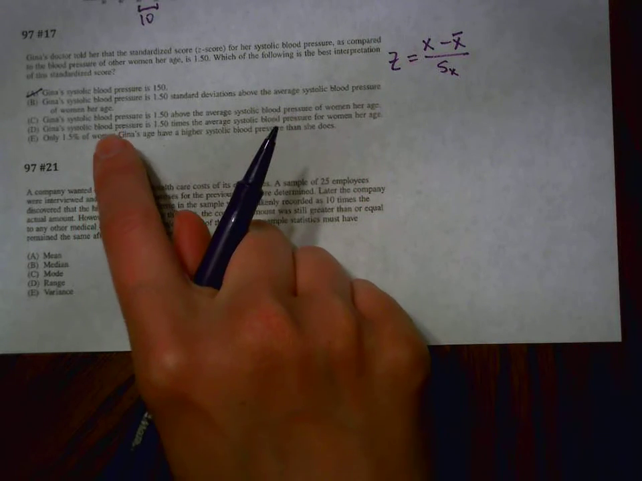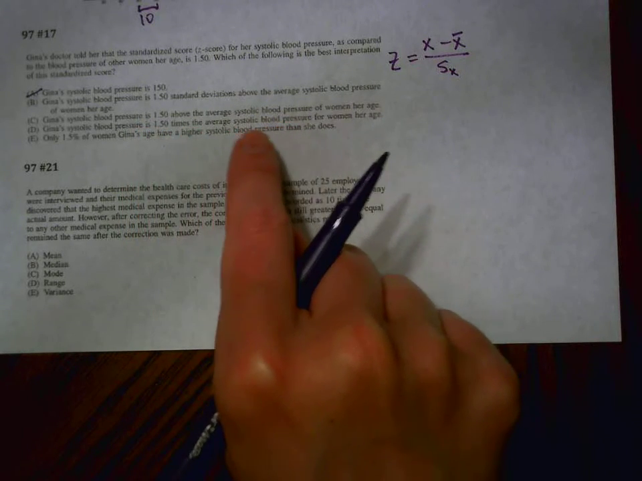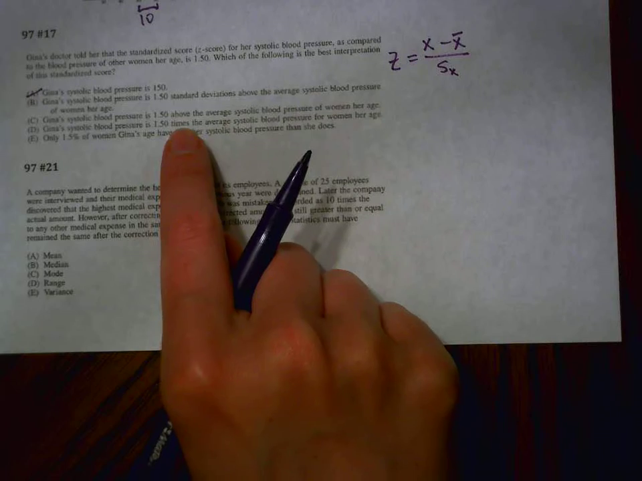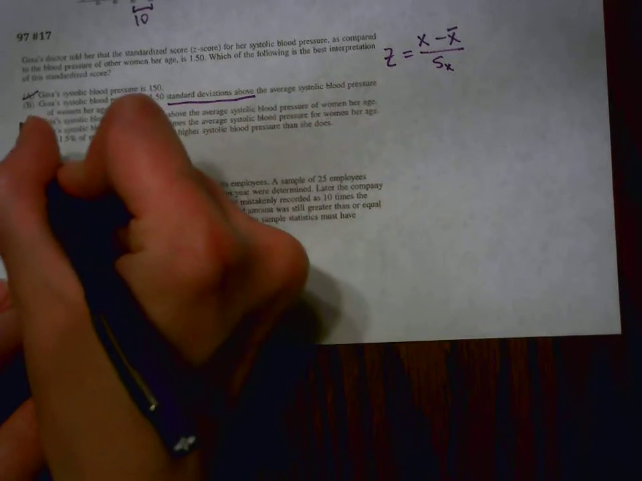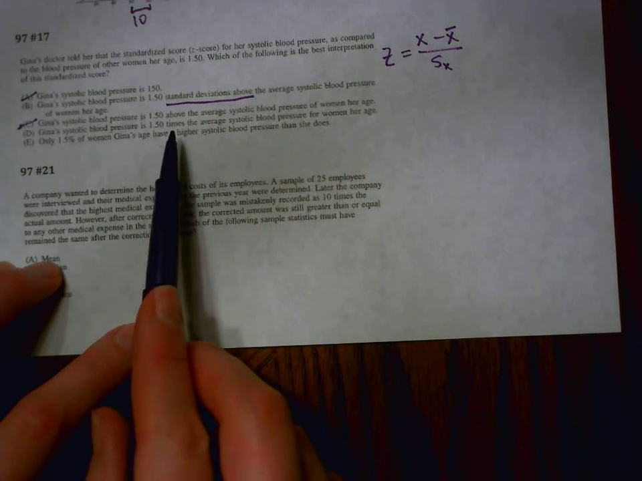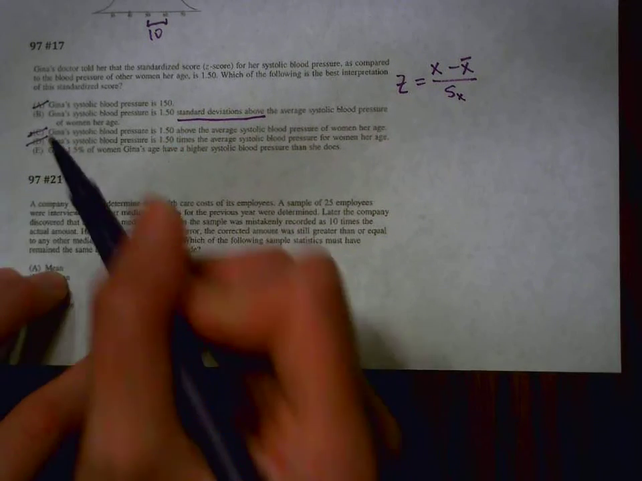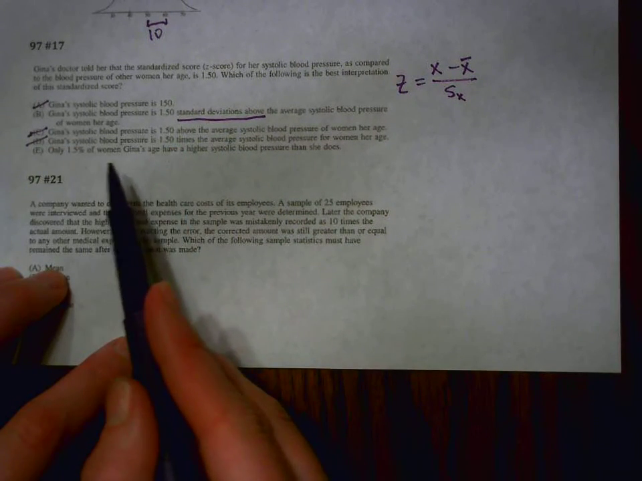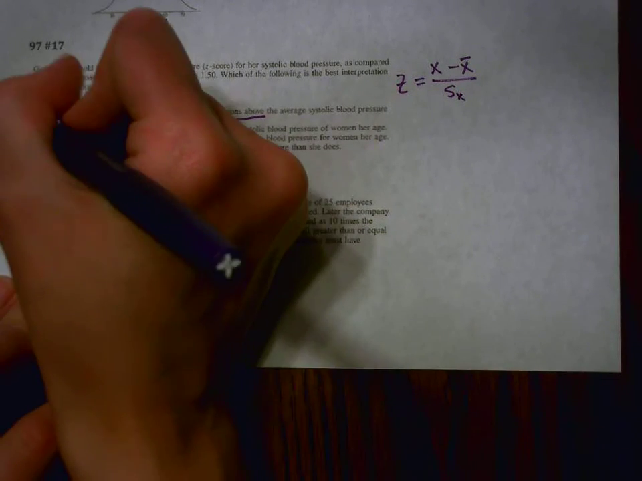Let's keep reading. Her blood pressure is 1.5 above the average blood pressure. It's not just 1.5 above, it's how many standard deviations above. So that one's wrong because it's missing that. Next one, it says she's 1.5 times the average. That's just not the right definition of the Z-score. And only 1.5% of women her age have higher, and that's not the right definition of Z-score either. So it is B.